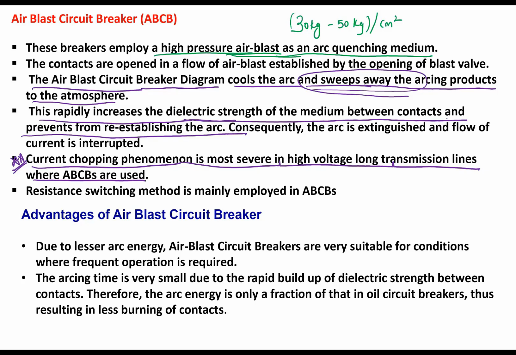So in long high voltage transmission lines, since we need to clear the fault very quickly, we will not wait for current zero, but we will try to make the fault current zero before natural current zero. So the current chopping phenomenon mainly happens in long high voltage transmission lines, for which the air blast circuit breakers are very well suited. Resistance switching method is mainly used in air blast circuit breakers. So wherever there is current chopping, there we use the resistance switch.